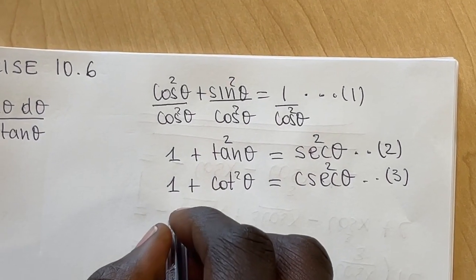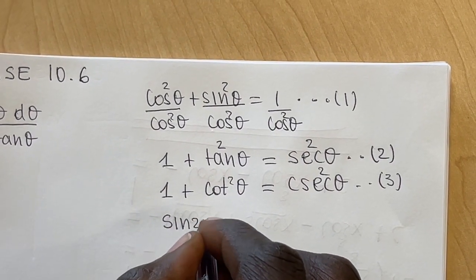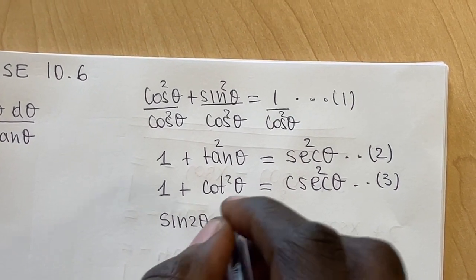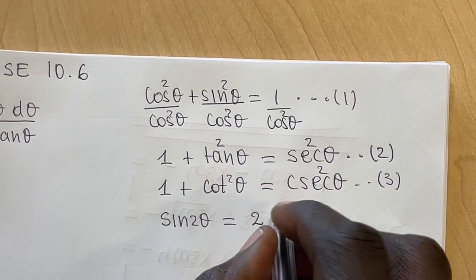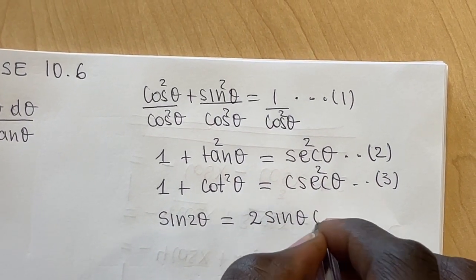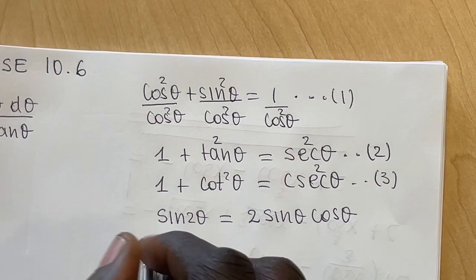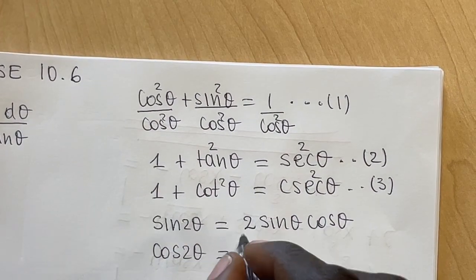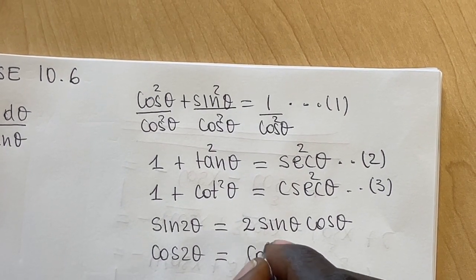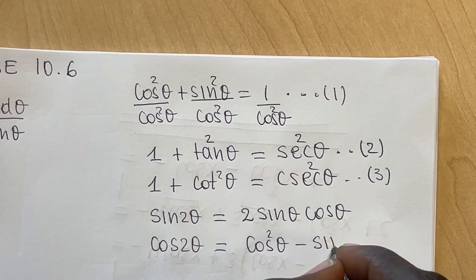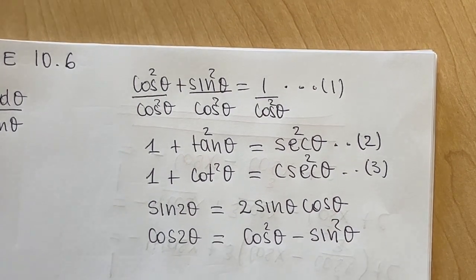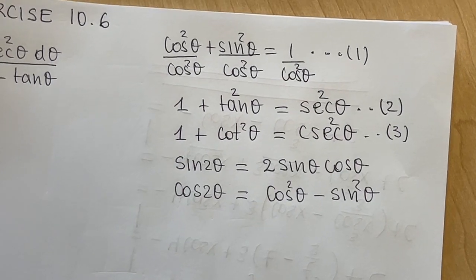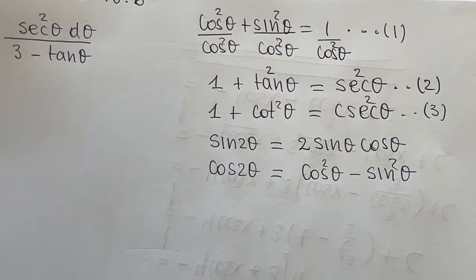And then maybe to simplify other things, remember that sine of 2 theta, this is a double angle, is 2 sine theta cos theta. But if you have cos of 2 theta, the answer is cos squared theta minus sine squared theta. So guys, please remember these formulas. We will apply them where we are going. So let's go to our business.